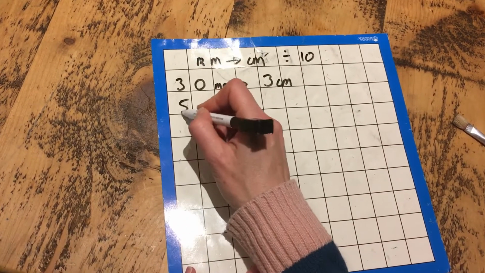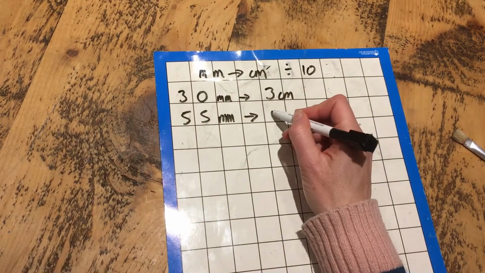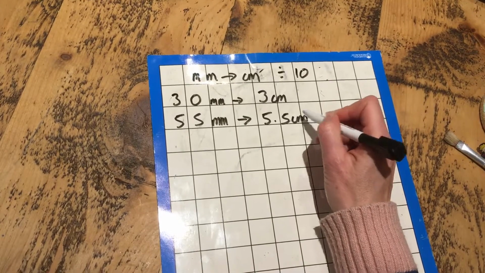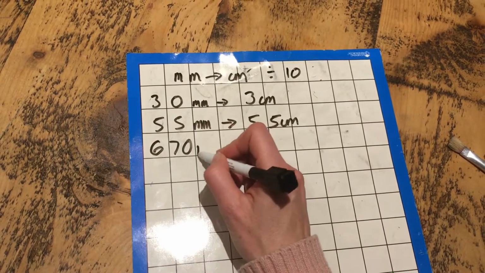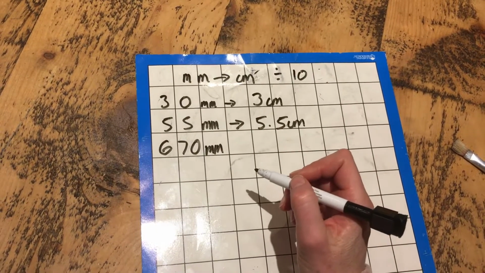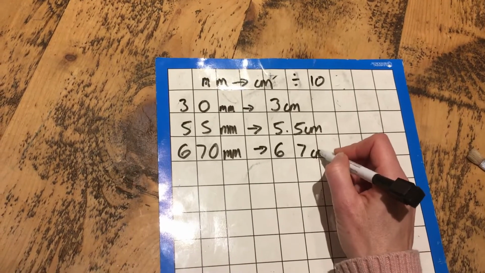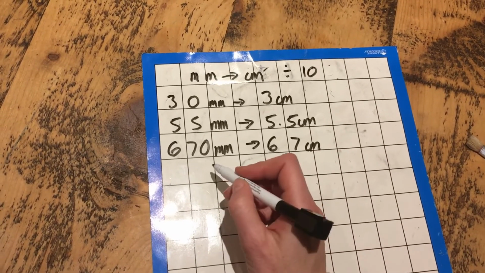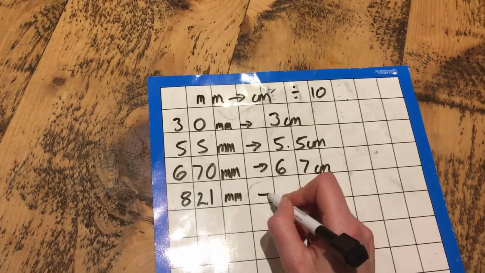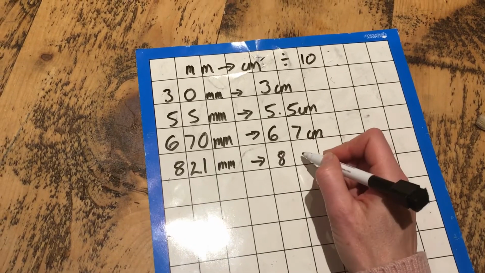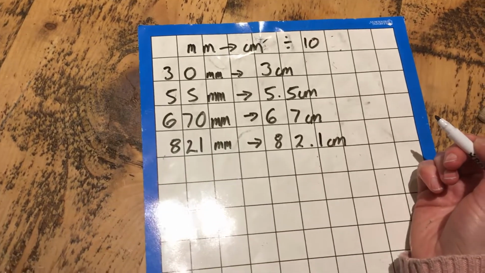So the next one, 55 millimetres is 5.5 centimetres. 670 millimetres. Just because it's a bigger number, don't worry, you're still just dividing by 10. Your answer is 67 centimetres. And 821 millimetres is 82.1 centimetres.